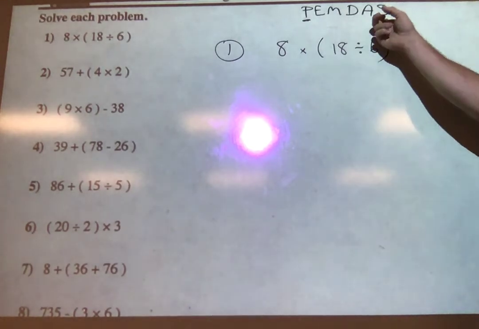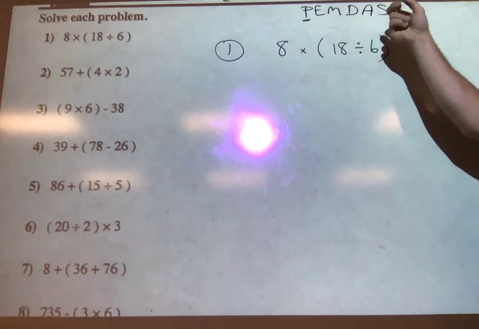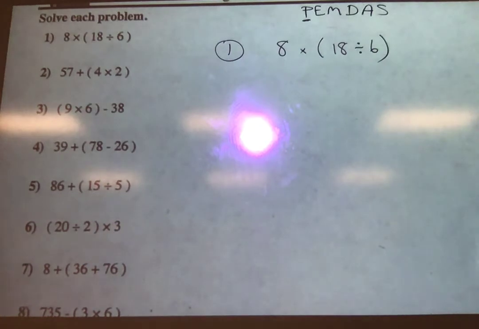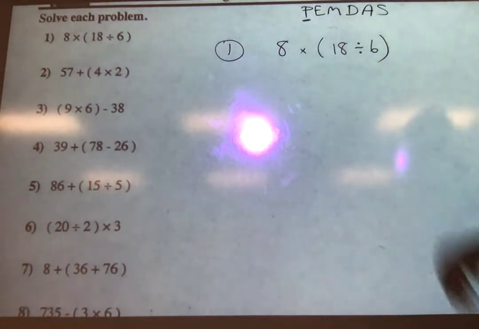And then the last things we do, guess what the A and the S stand for? Add and subtract. Add and subtract from left to right. And that's where kids start to get confused sometimes. We're not even getting to that today. Our goal is just we know what to do with parentheses.